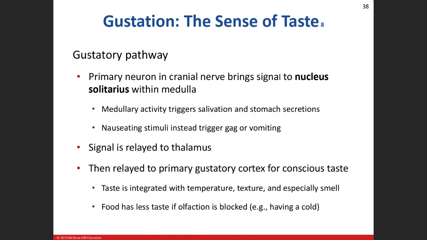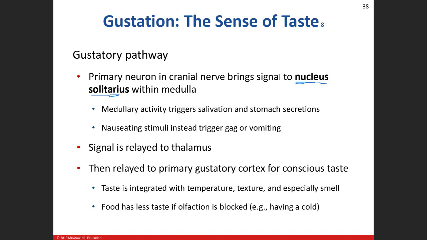All right, so now I want to get a little bit more specific, because I'm just being general, and I'm saying the primary neuron goes from the tongue to the medulla oblongata. So let's talk about that. The primary neuron goes to the medulla oblongata, but specifically to what we call the nucleus solitarius. If you remember what a nucleus is, a nucleus is a cluster of cell bodies in the central nervous system. So therefore, you're going to see synapsing. When you see cell bodies, there's most likely going to be some synapses around that area.